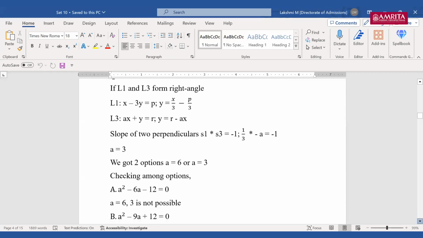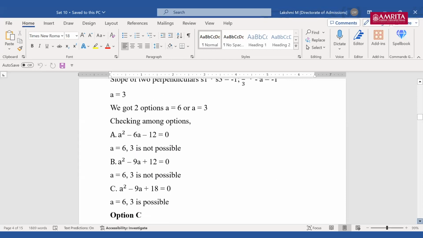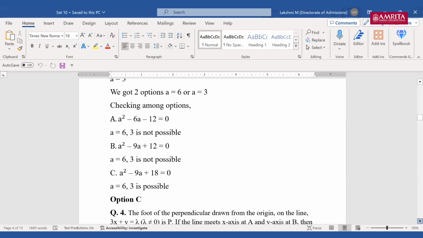Now I'll take each and every option and check. If I substitute 6 here, it's 36 minus 12 equal to 0. So when you substitute for each value of A, you'll find that option C is correct. That is A square minus 9A plus 18 equal to 0. It will take some time for you to solve this question. That is also okay, Ram.